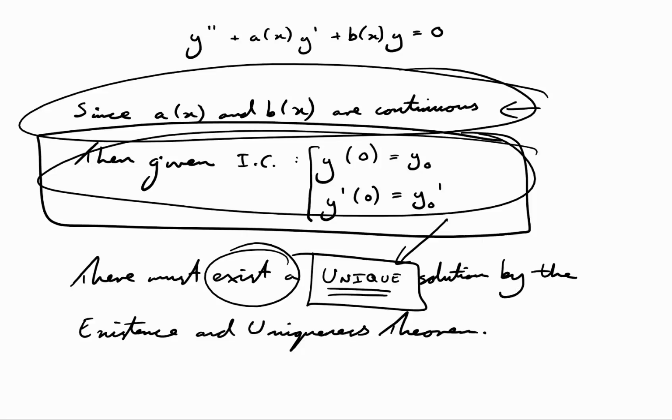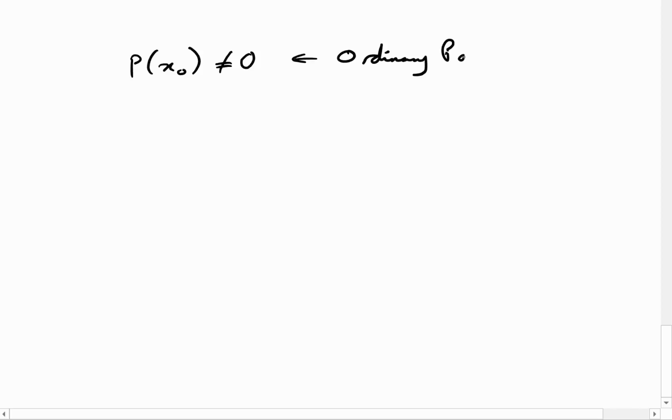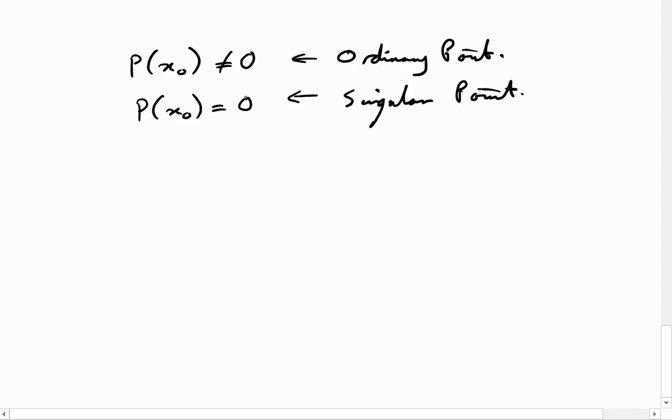So, okay, we've talked about ordinary points, but there is also another type of point. An ordinary point is if p of x naught is not equal to 0, that's what's known as an ordinary point. Well, there is another type of point called a singular point, which, you've guessed it, is if p of x naught is equal to 0.